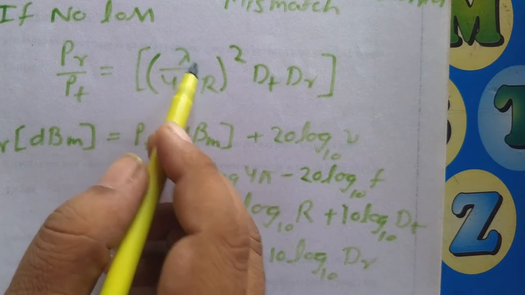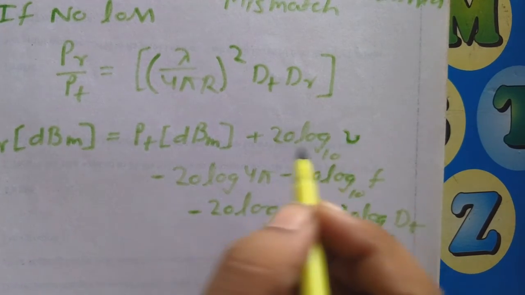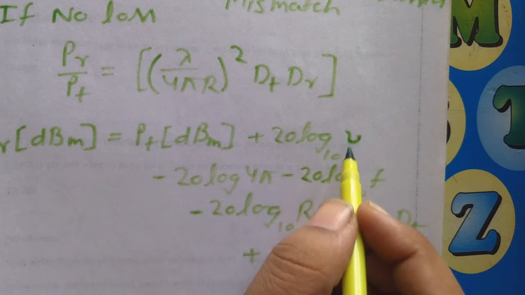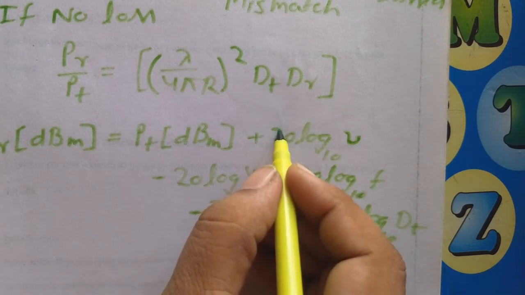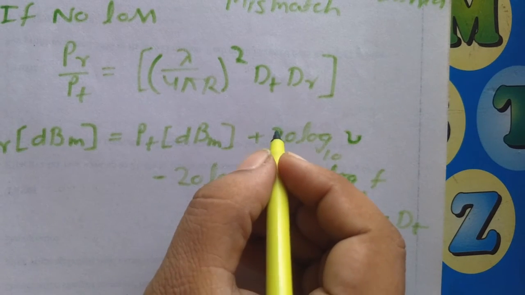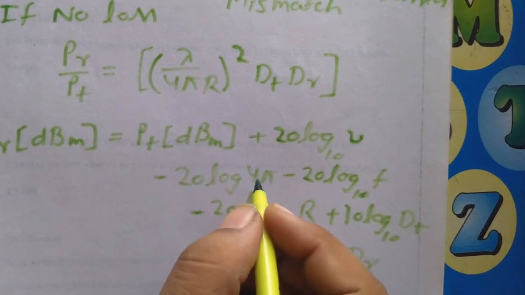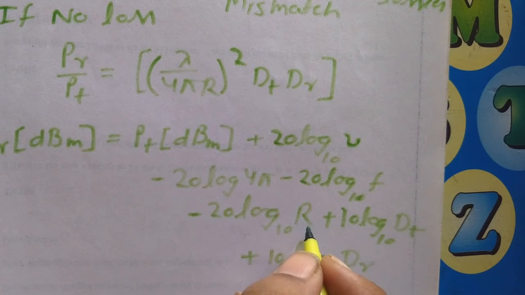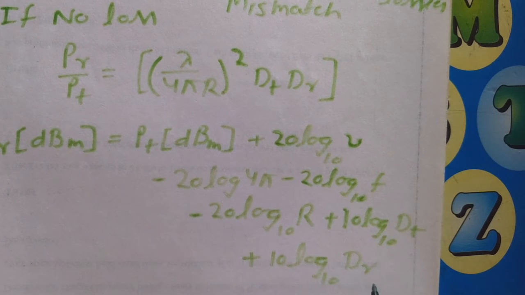Okay, so we have put here lambda equal to V by F, where V is the phase velocity. So it will come 20 log 10 v minus 20 log 10 f. Okay, 20 comes because there is a whole square. 20 log 10 v minus 20 log 10 4 pi minus 20 log 10 f minus 20 log 10 r plus 20 log 10 DT plus 20 log 10 DR.